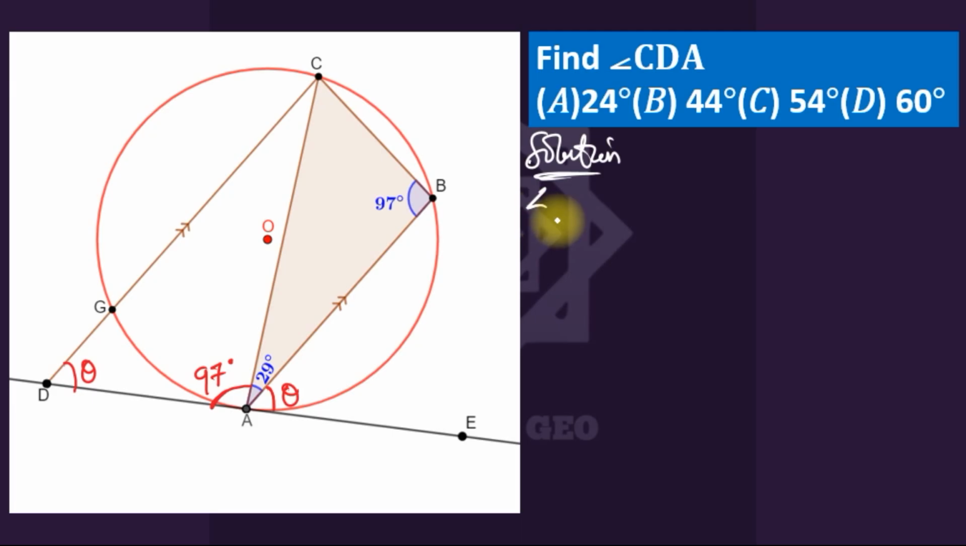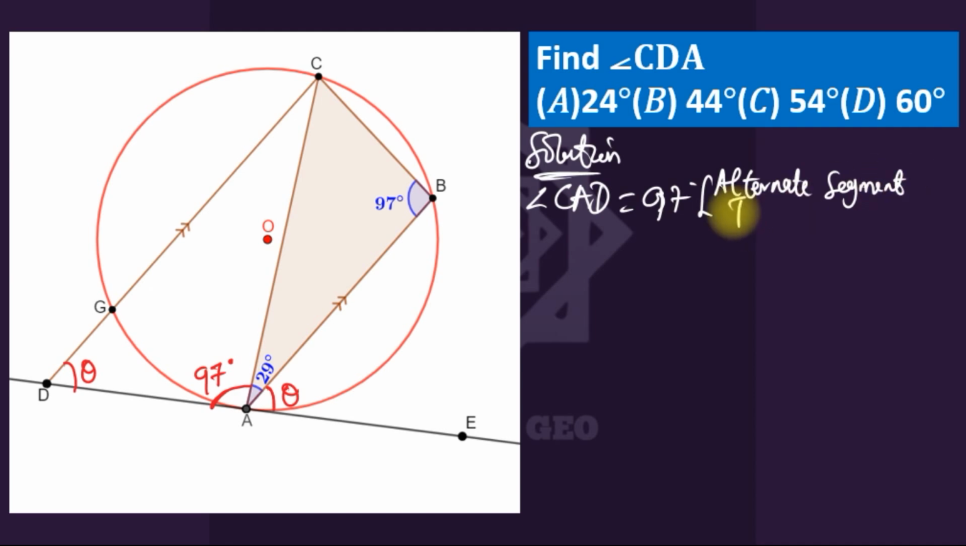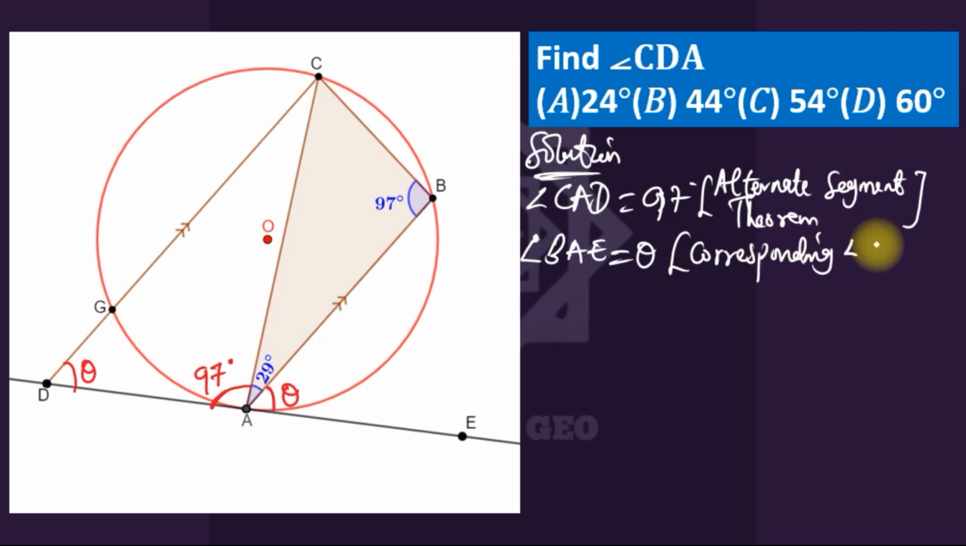So we see that angle CAD is 97 degrees based on alternate segment theorem, and that angle BAE is theta based on corresponding angle theorem.